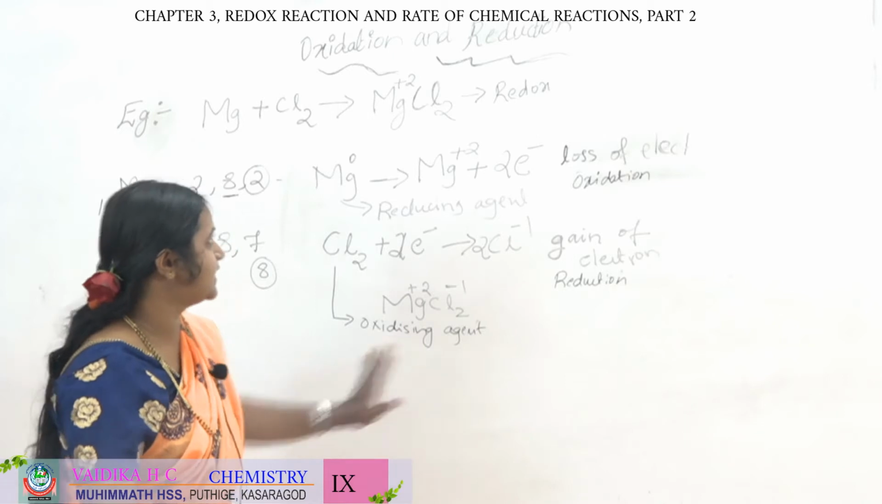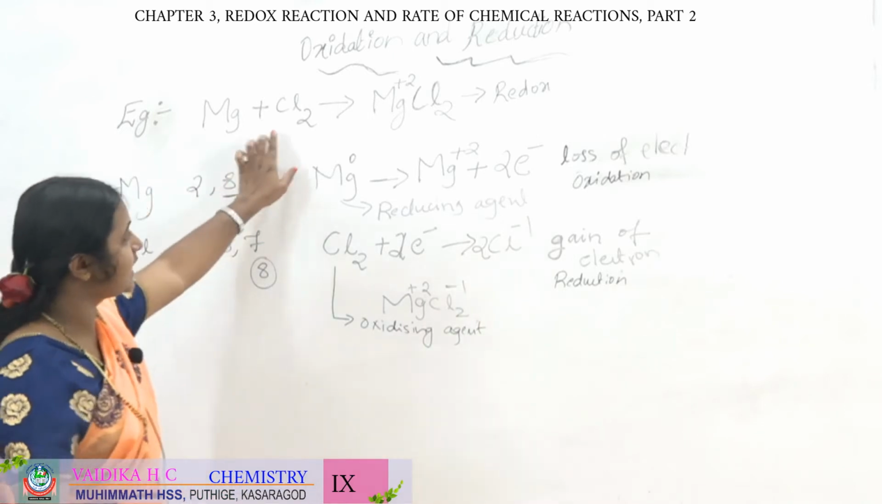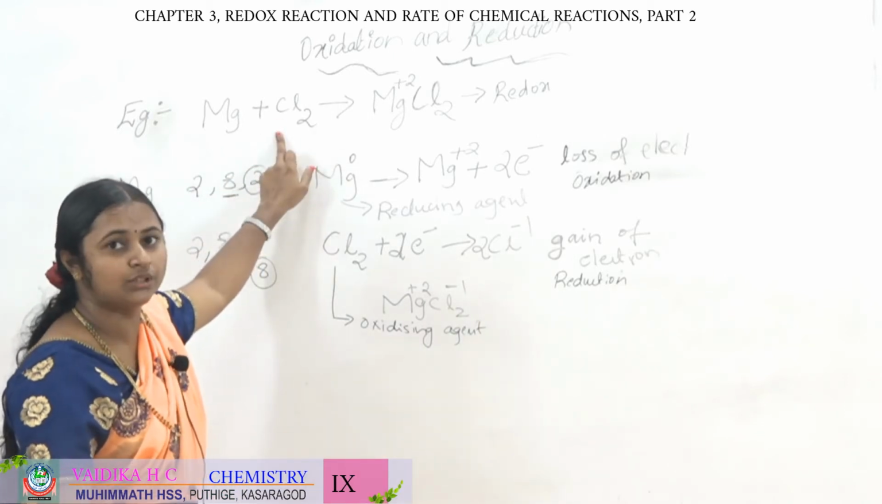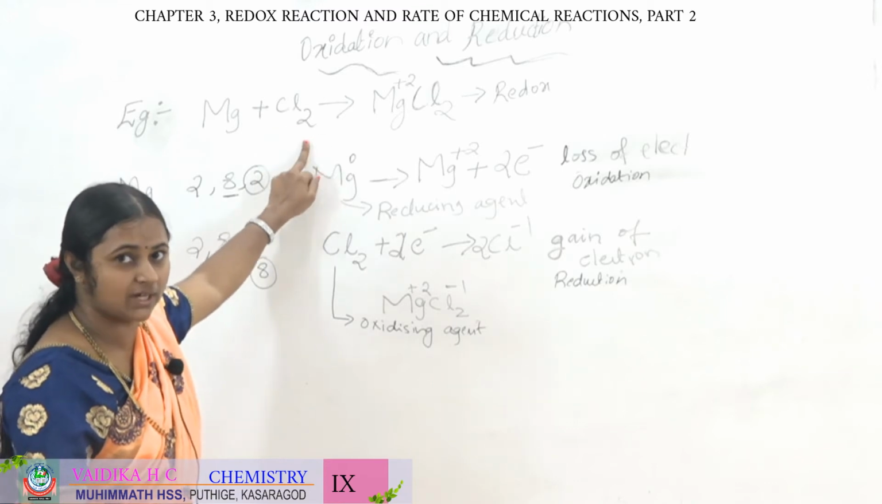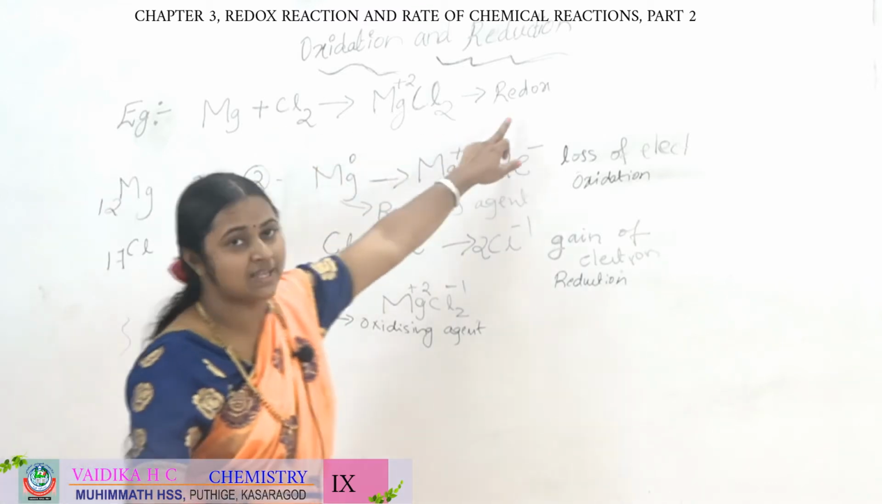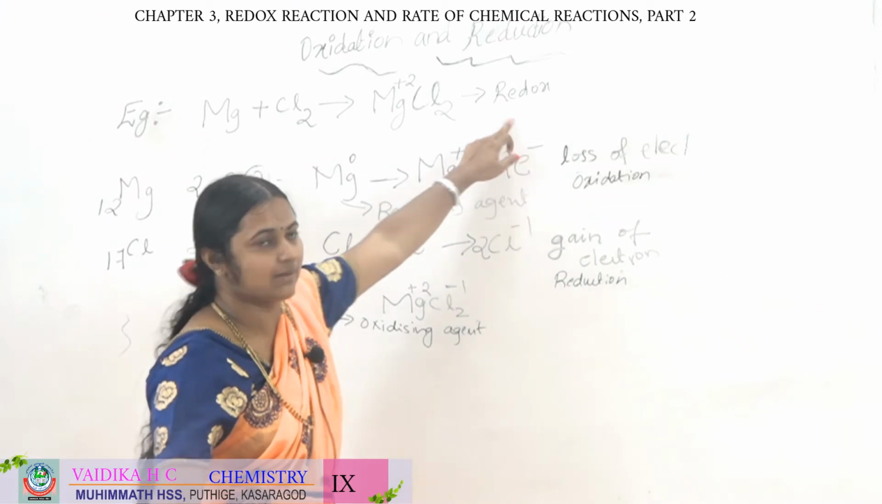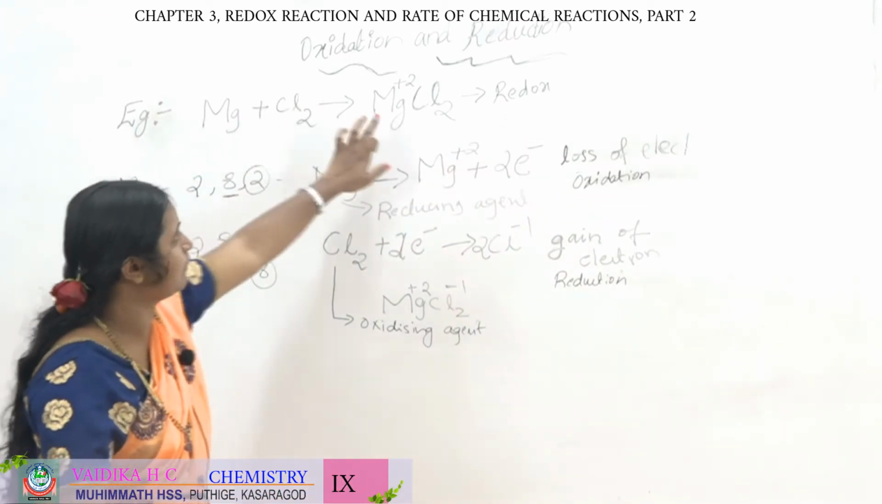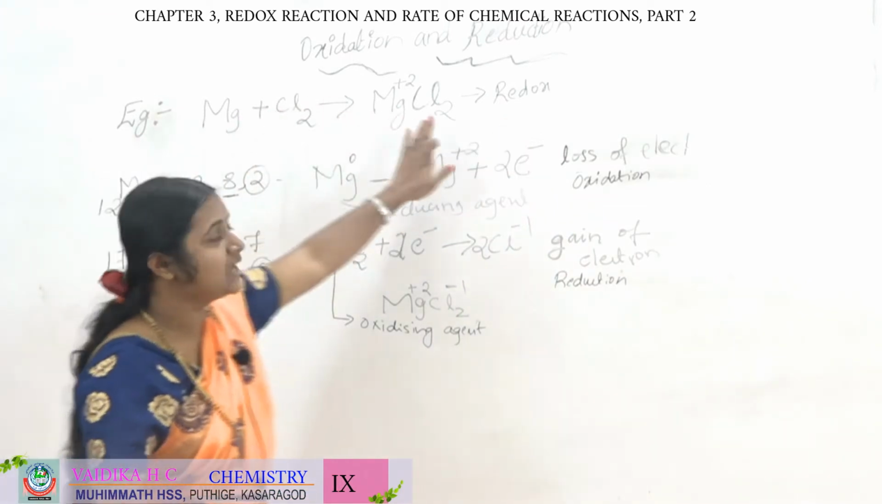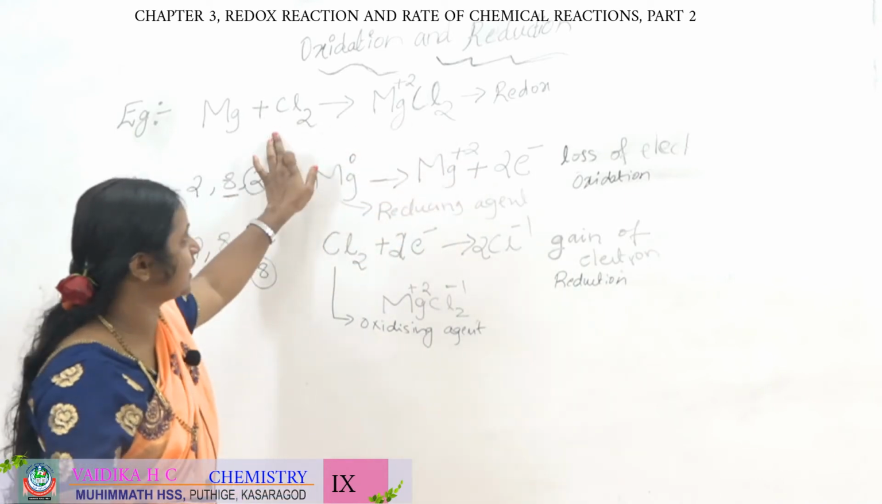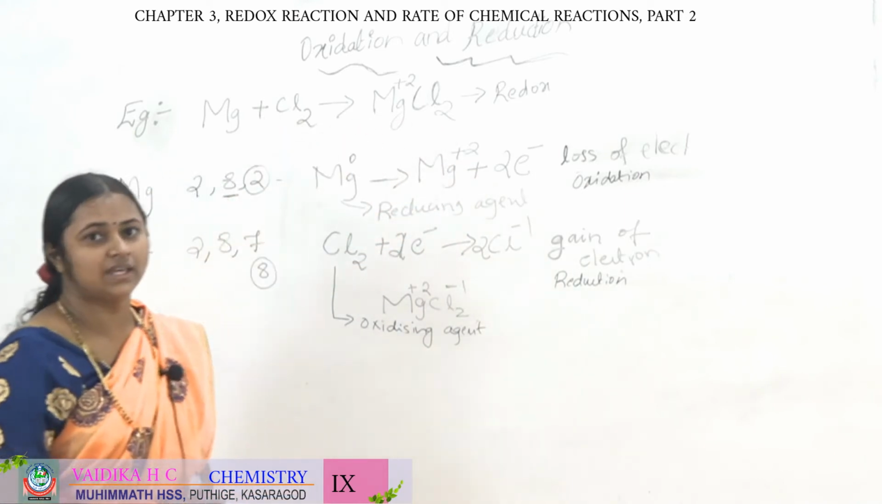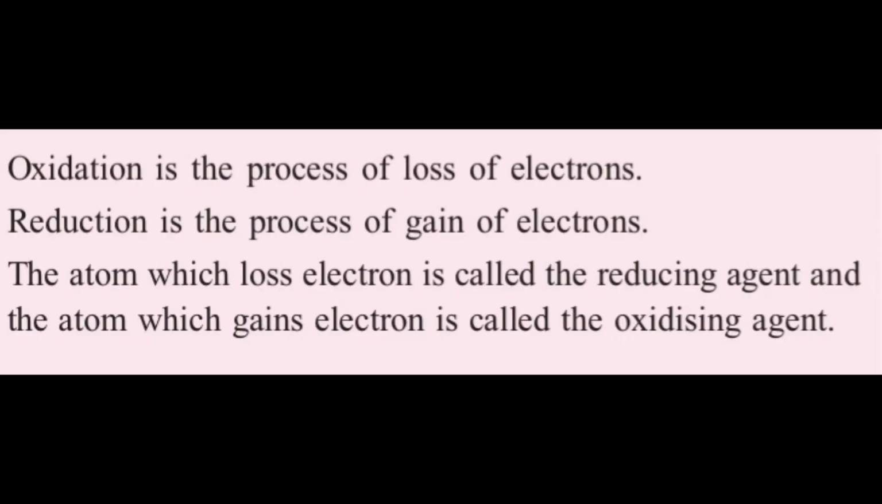Remember it: in the oxidation there will be a reducing agent, but in the reduction there will be an oxidizing agent. In a single reaction, if both oxidation and reduction occur, then the reaction is called a redox reaction. In this reaction magnesium will be oxidized, chlorine will be reduced, right? So this reaction is called a redox reaction.